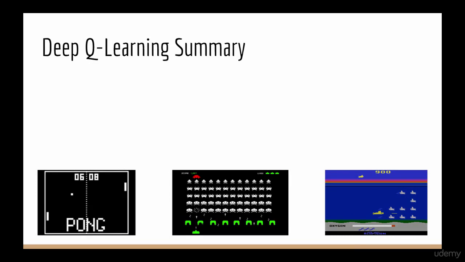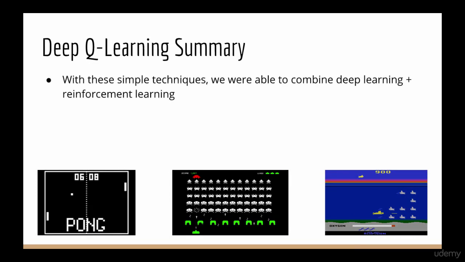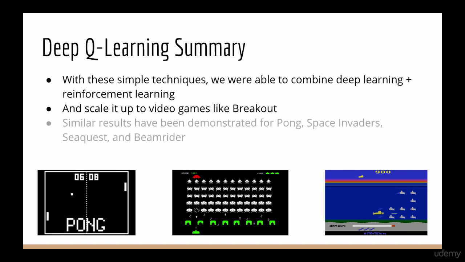So with these simple techniques, we were able to combine deep learning with reinforcement learning, but not only that, we were able to scale it up to much more complex games like Breakout. And of course, as the original authors have shown, these same techniques apply equally well to a number of other Atari games, like Pong, Space Invaders, Seaquest, and Beam Rider.